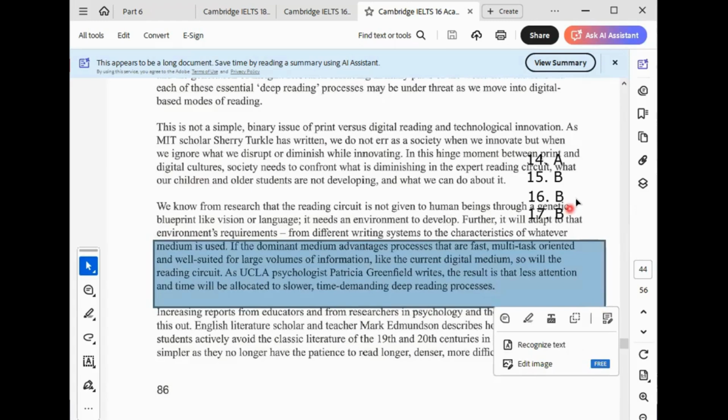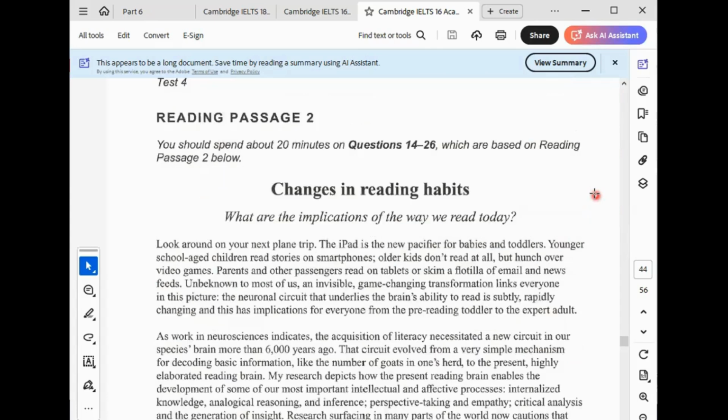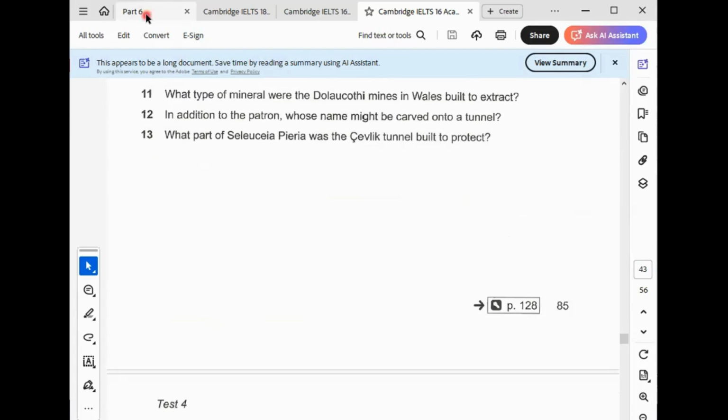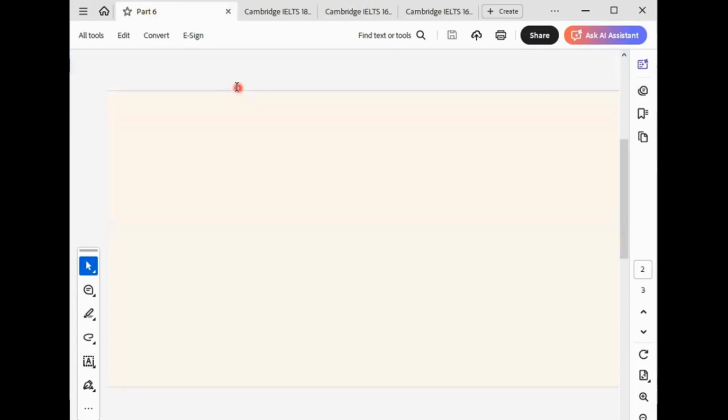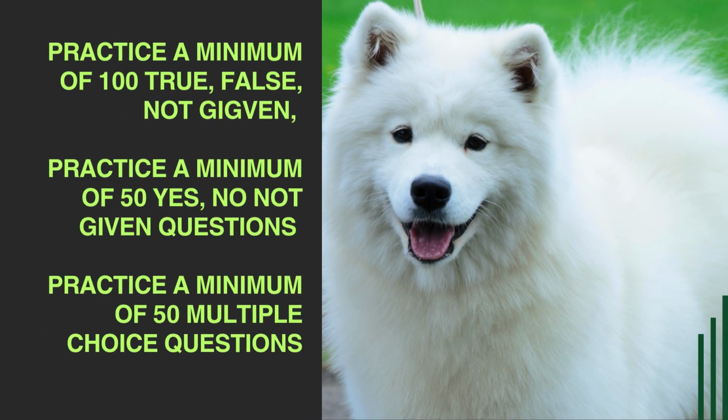So, ladies and gentlemen, with these few points, I hope I've convinced you that multiple choice questions, even though they are tricky, can be handled. And how do you handle them? You practice solving lots and lots of questions. You're going to see multiple choice questions in both IELTS Academic and IELTS General.